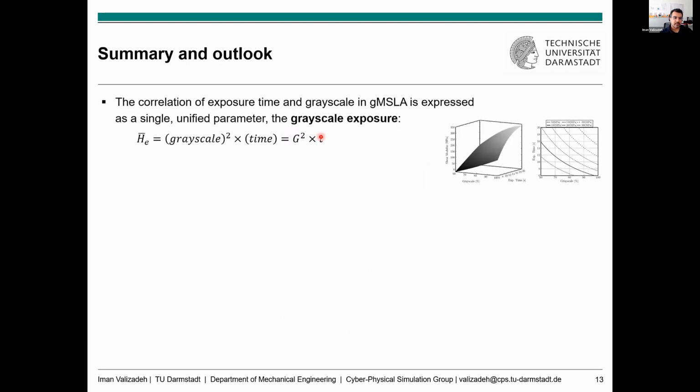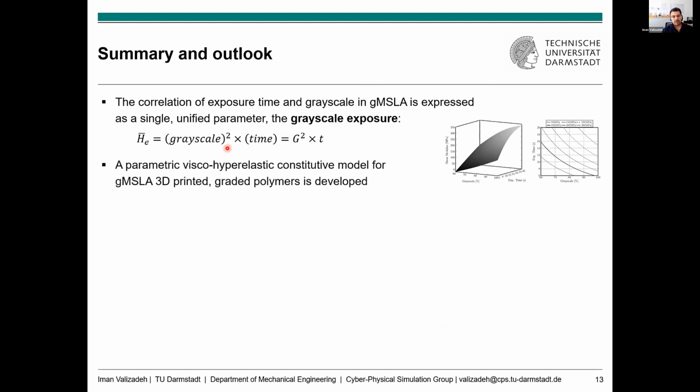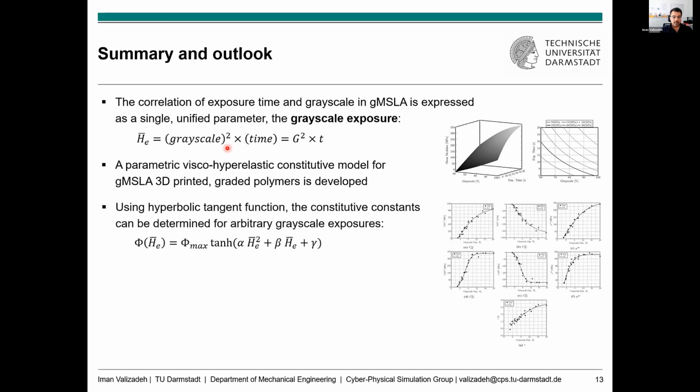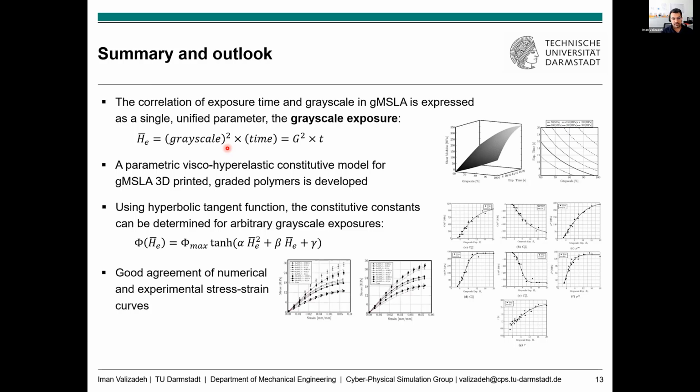Now I want to summarize the main points of this research. We investigated the influence of the process parameters on the mechanical properties, and based on that, we introduced a new single unified parameter which represents the correlation of process parameters. We developed a parametric visco-hyperelastic constitutive model in terms of grayscale exposure for grayscale 3D printed graded polymers. And then we proposed a hyperbolic tangent function which can be used to determine the constitutive constants for any arbitrary grayscale exposure. And we got a good agreement between the numerical and experimental results.